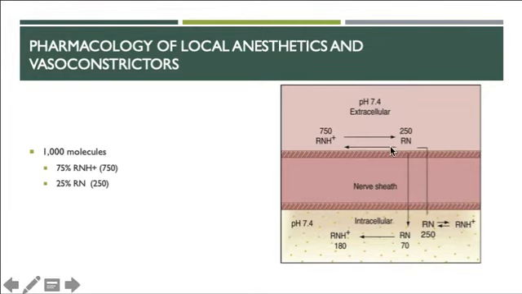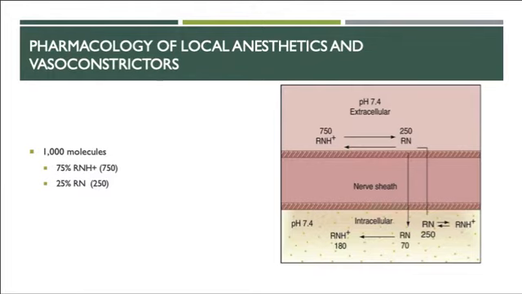The same proportions of 25% base form and 75% cation form still exist. So of the 750 molecules of cation form remaining, the new equilibrium will shift to create 180 free base molecules, all of which will diffuse into the nerve sheath, and that's what this is showing here on this slide.